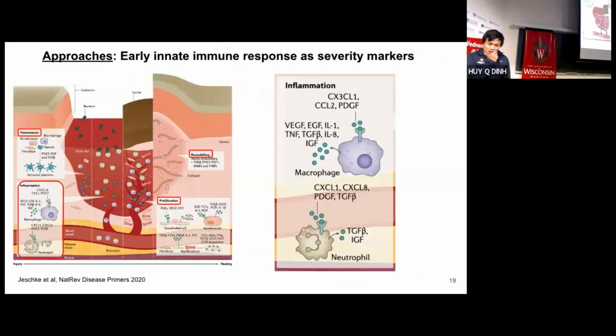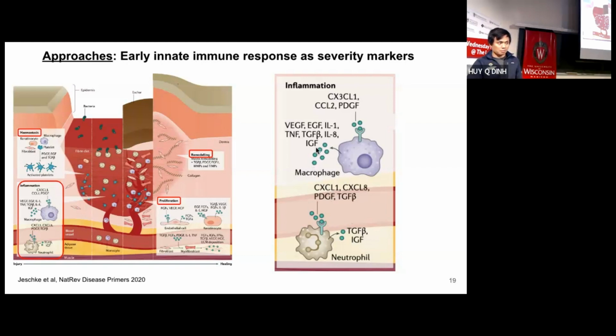So our approach is we want to look at the early innate immune response as a severity marker. And this is the wound healing process. So here from the injuries, and here's where it heals. And we focus on the inflammation phase. The reason is that is where most of the innate immune cells like macrophages and neutrophils are recruited. Right? They release cytokines or chemokines, and they also remove the debris or detect the pathogens.